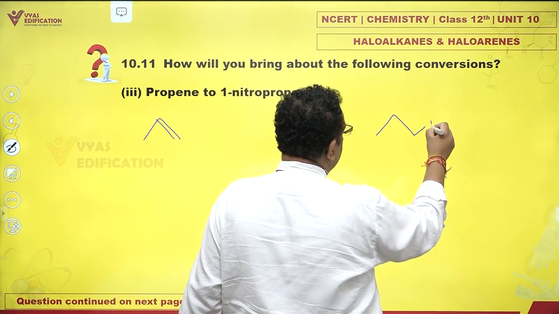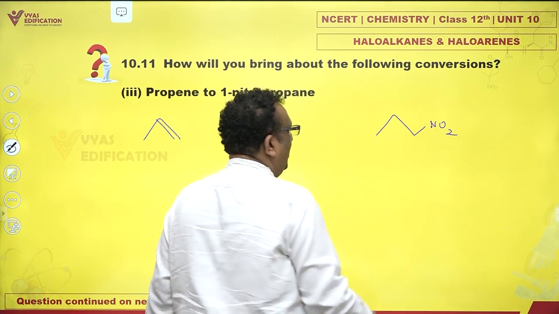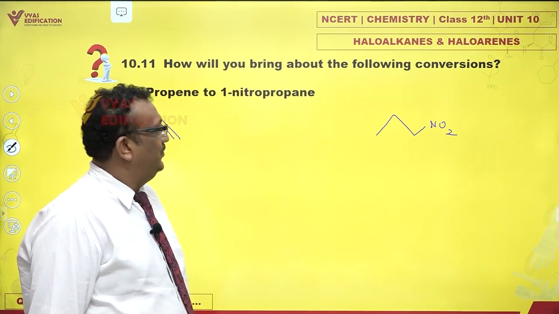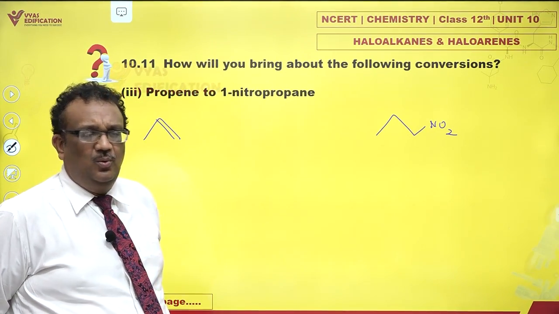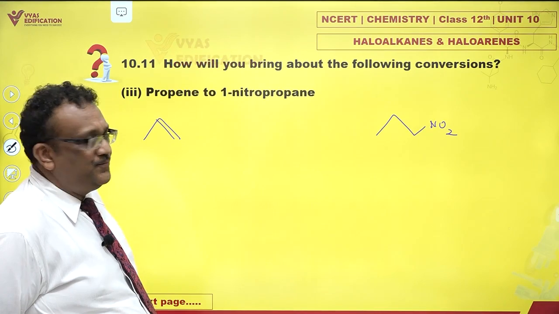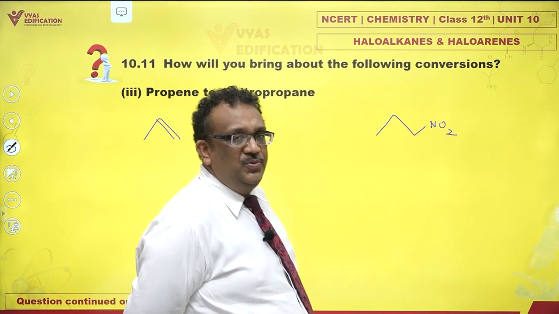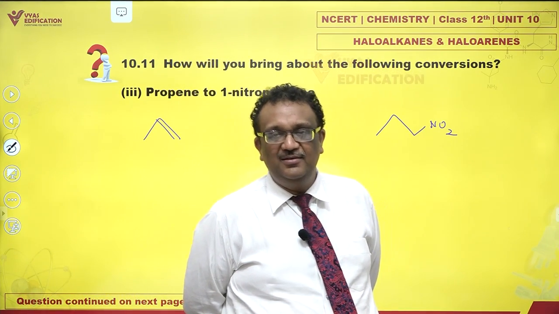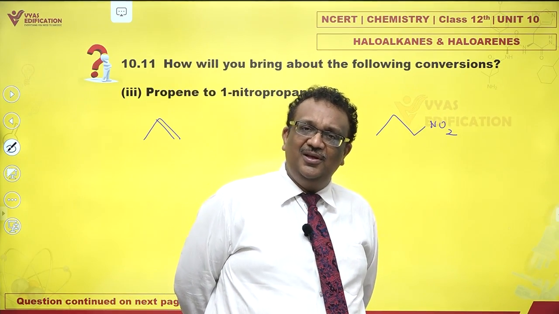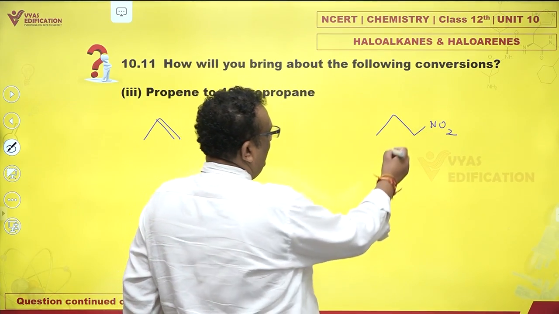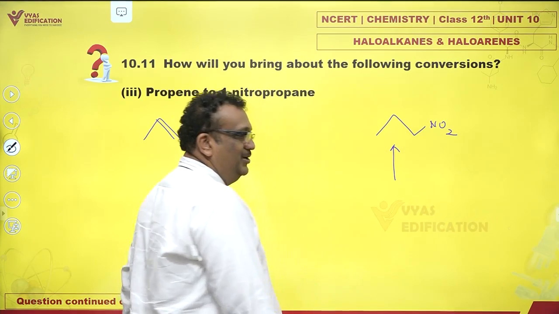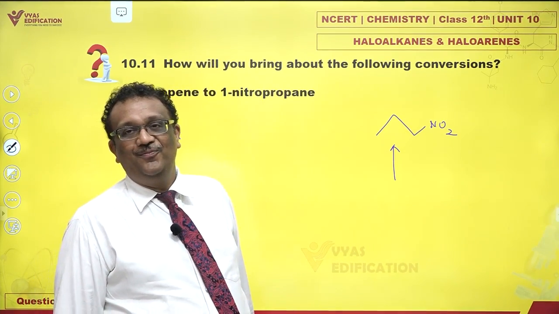And this is 1-nitropropane. How do you do this? Well, honestly, nitro group is not a very comfortable group to insert. How shall we insert that? Well, this can best be done by nucleophilic substitution.